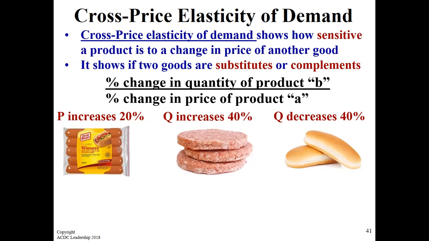So you want me to write the equation? Yeah, sure. Lorenzo, if I'm plugging in here, the percentage change in quantity of product B, if I know product B is buns, that's negative 40, over the change in price of product A, which is hot dogs, which is 20. So negative 40 over 20 would be negative 2. Is that what you wanted? Okay, no problem, thank you. We're good?